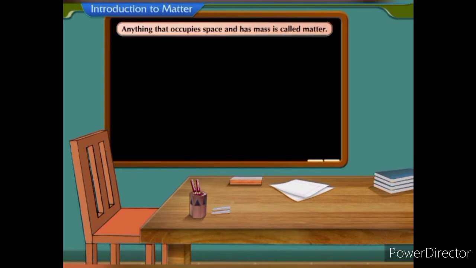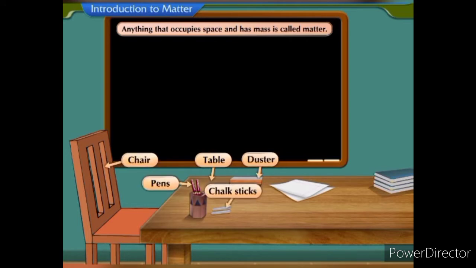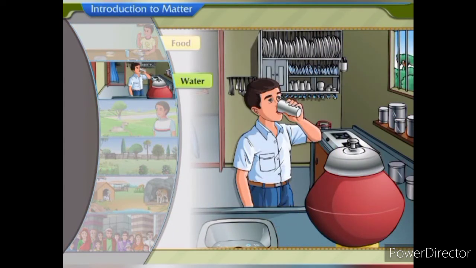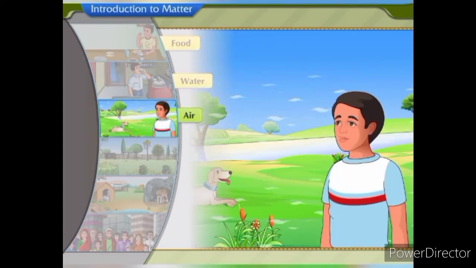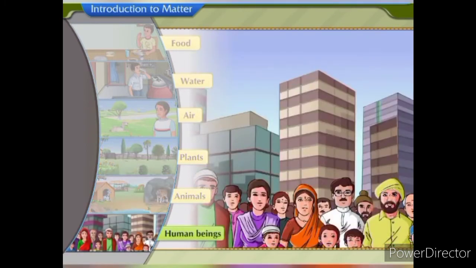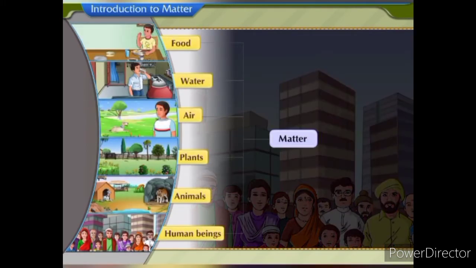Anything that occupies space and has mass is called matter. All the above examples of tables, chairs, chalk sticks, duster, pens, etc. occupy space and have mass. Hence, they are made of matter. Apart from this, the food we eat, the water we drink, the air we breathe, the plants and animals, human beings like ourselves are all made of matter.